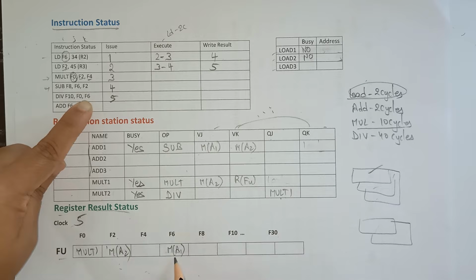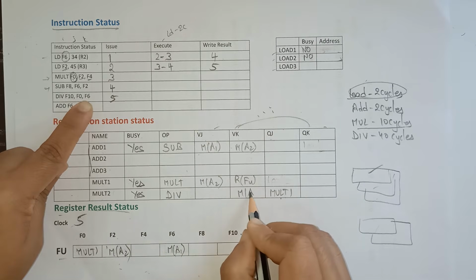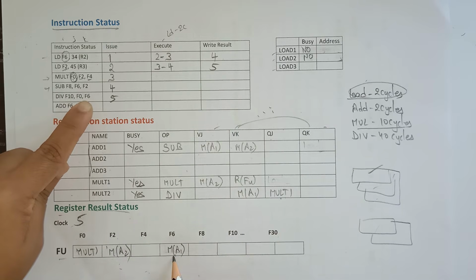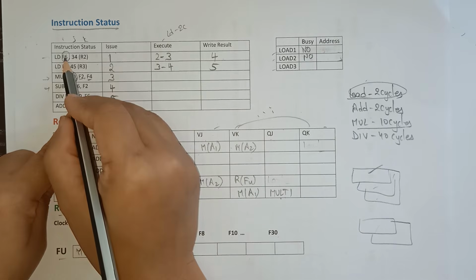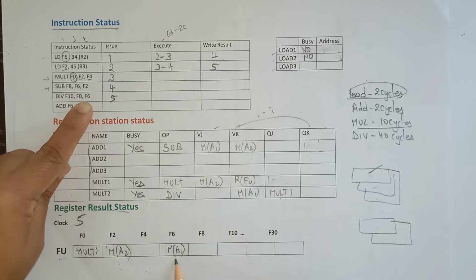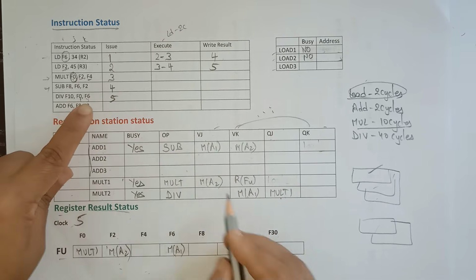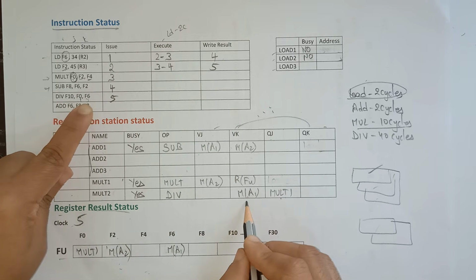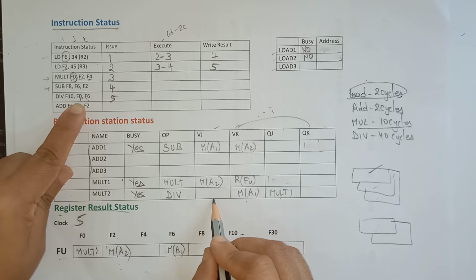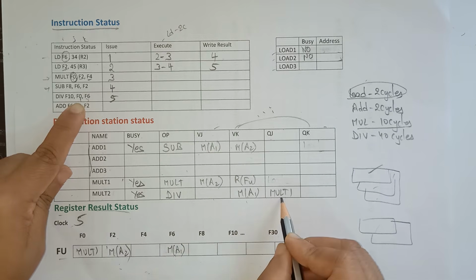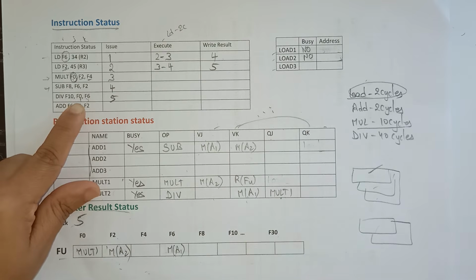F6. So what is the F6 value? M of A1. F6 is already completed by the load. Okay, by the load 1, F6 is already completed. So M of A1 is stored in, because this is I and J. So J is M of A1 and Vj is F0. F0 is not yet completed, so store it in the reservation station.